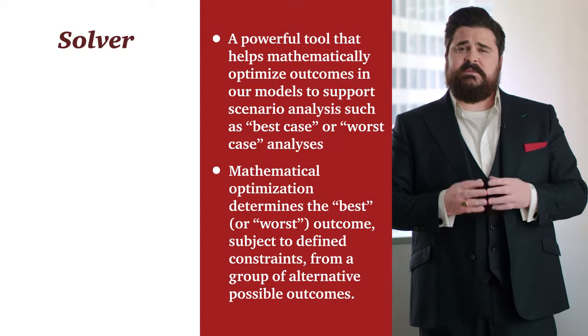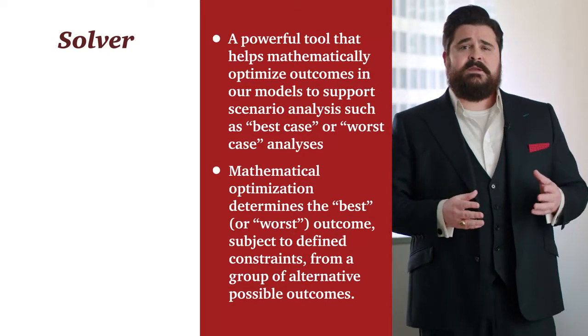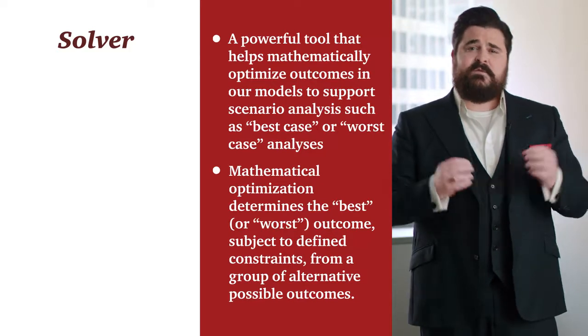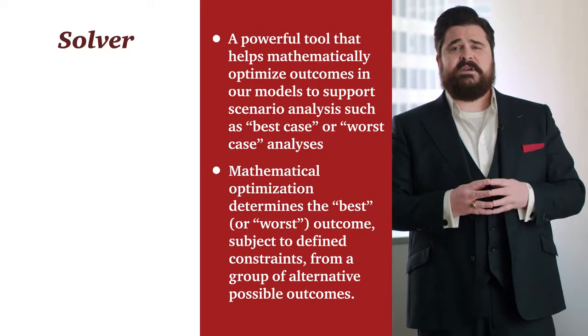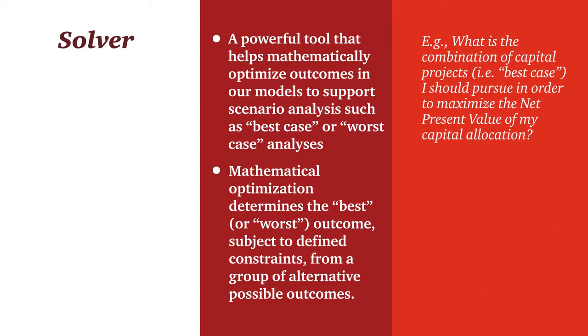Mathematical optimization can be thought of as determining the best or worst outcome, subject to defined constraints, from a group of alternative possible outcomes. For example, we may ask, what is the combination of capital projects, that is best case, I should pursue in order to maximize the net present value of my capital allocation.